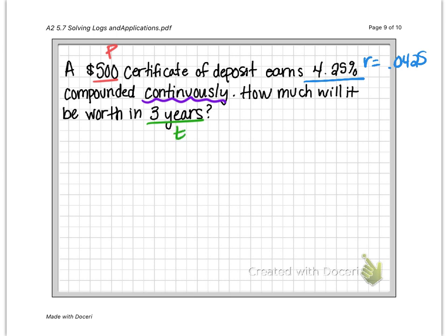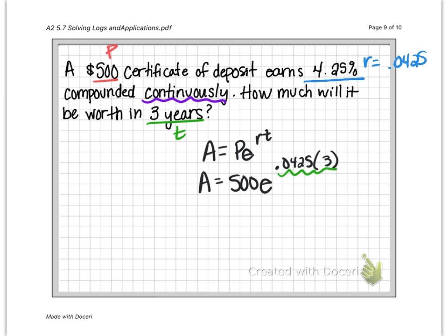So because of that continuously compounded interest, we're going to use our continuously compounded interest formula. A equals P times e to the rt. We are looking for A. We know that P, our initial deposit, is 500, times e to the rate, 0.0425, times our time, which is 3. Order of operations comes into play here.